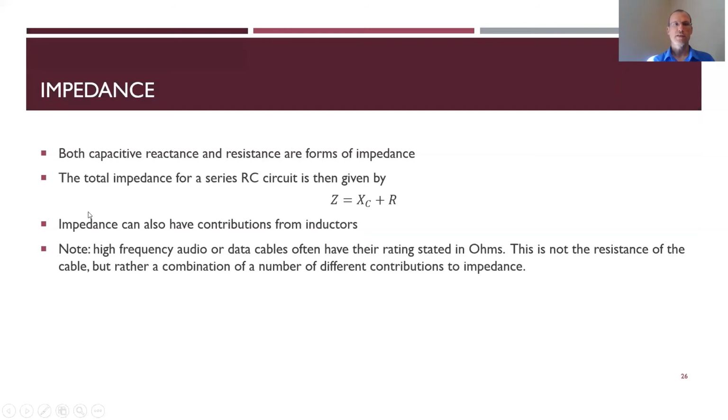So the total impedance for an RC circuit, impedance generally called Z. For an RC series circuit, just like series resistors, just add the resistance together. So in this case, my total impedance is my two impedances, the capacitive reactance and the resistance, added together. You can also have contributions from inductors, but we haven't talked about those yet.